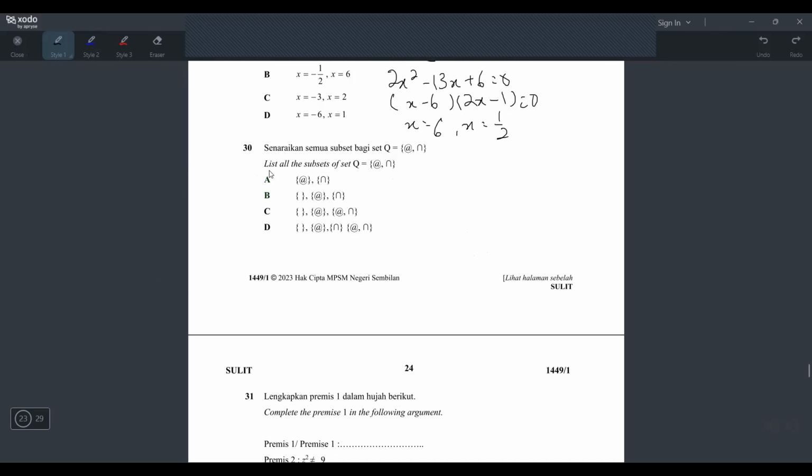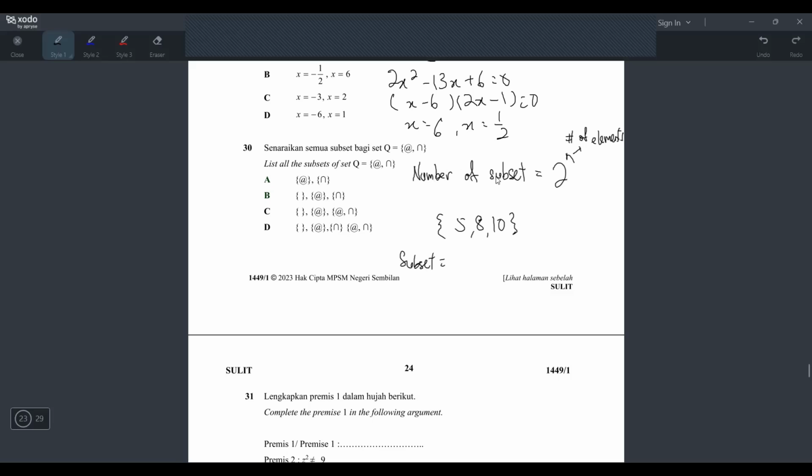Okay, number 30. List all the subsets of set Q. Okay, let me tell you one formula. This formula is to find number of subset. So the number of subset formula is 2 power n, right? And what is n? N is the number of elements. Okay, let me give you an example. If the number of element in a set is 3 elements, now let's put a set here and put 3 elements. So I put, let's say 5, 8, 10. So can you tell me this set have how many elements? 3 elements. So it means how many subset you have?